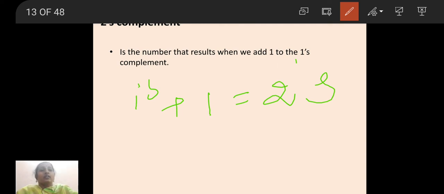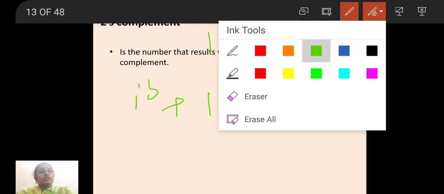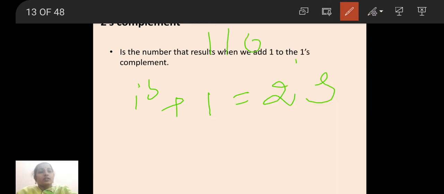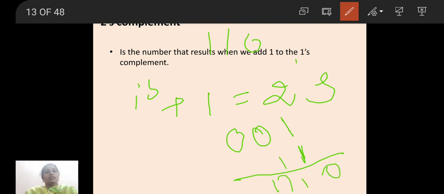For example, you find the 2's complement of the number 110. So how can we convert this? First, you should convert 110 into its one's complement: 0 0 1. One's complement is over. Now you add the number 1 to this number. 1 plus 1 is 0 with carry 1, and we get 0 1 0. So finally, what is the 2's complement of 110? 0 1 0 is the 2's complement.